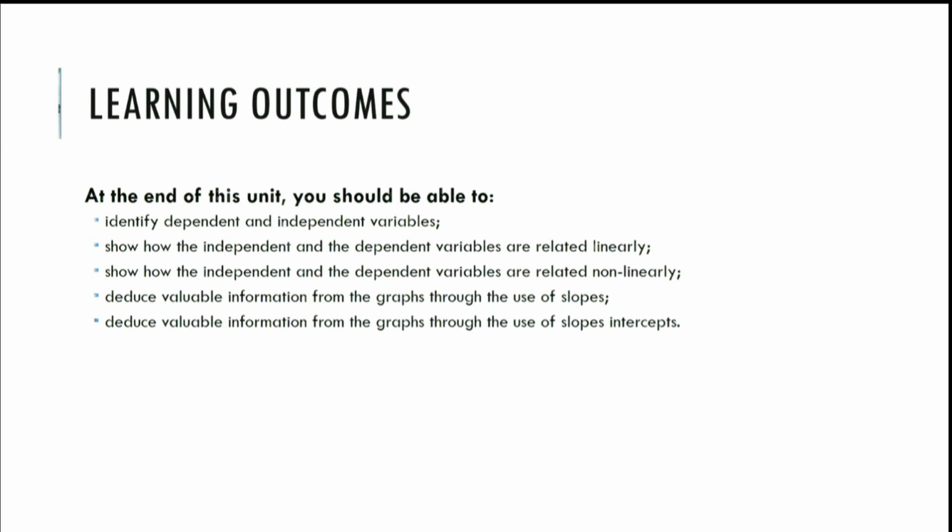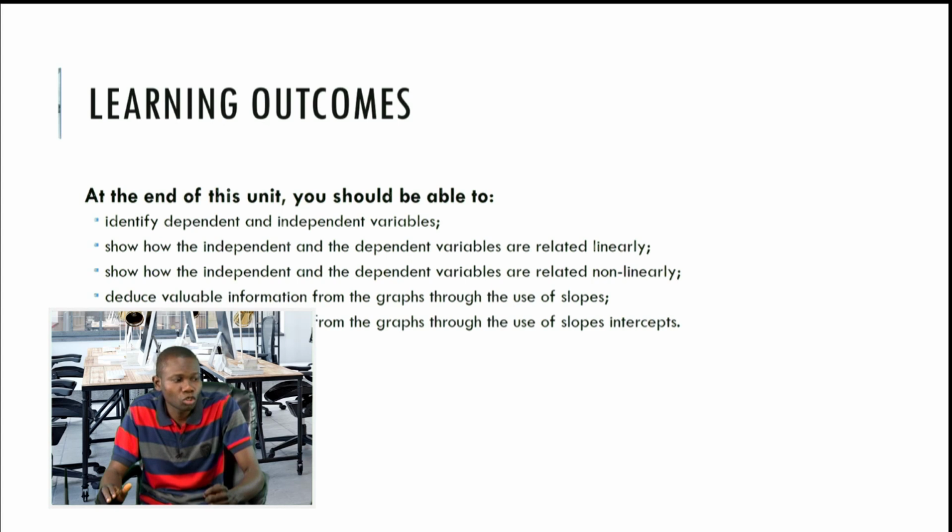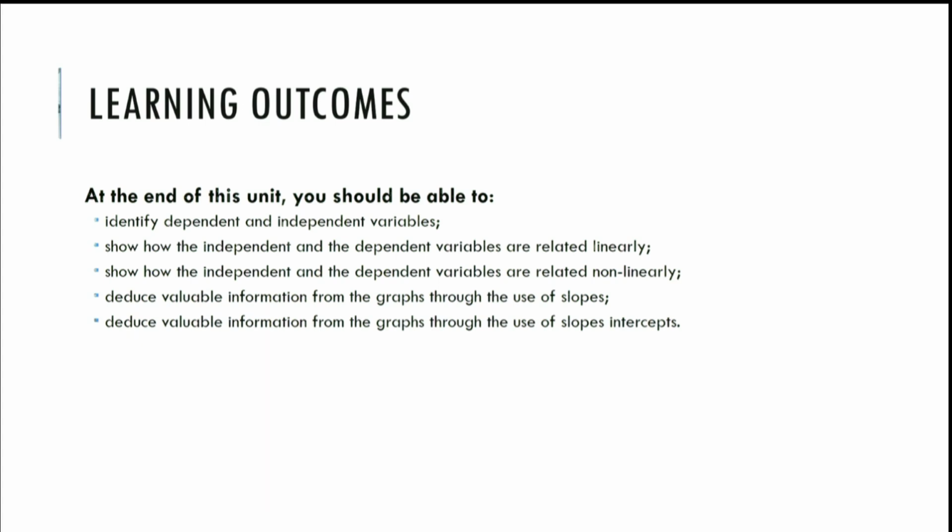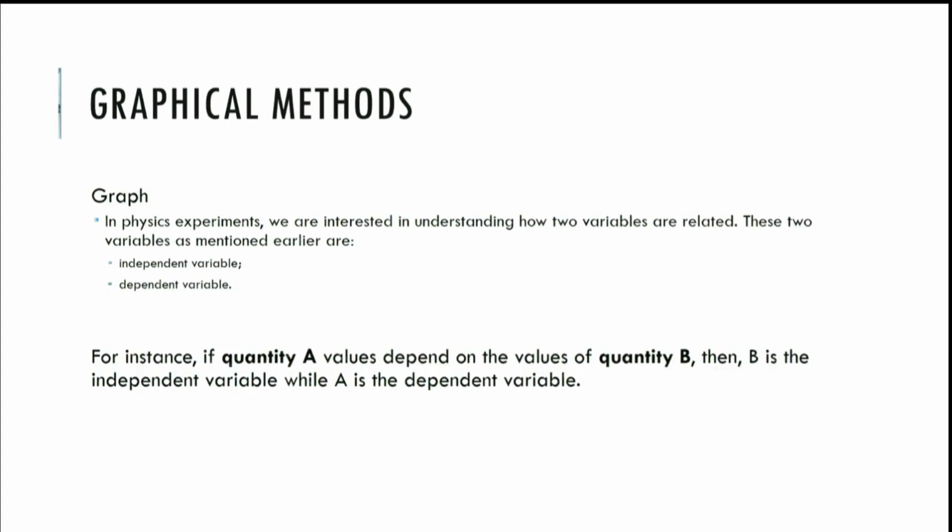At the end of this unit, you should be able to identify dependent and independent variables. Also, you should be able to show how the independent and the dependent variables are related linearly. Then the third thing is that you should be able to show how the independent and the dependent variables are related non-linearly. Then also you should be able to deduce valuable information from the graphs through the use of slopes. And finally, you should be able to deduce valuable information from the graphs through the use of slopes and intercepts.